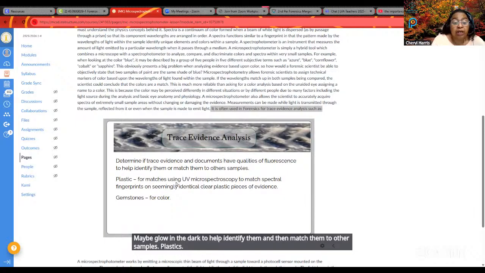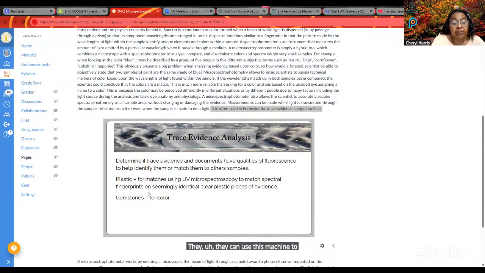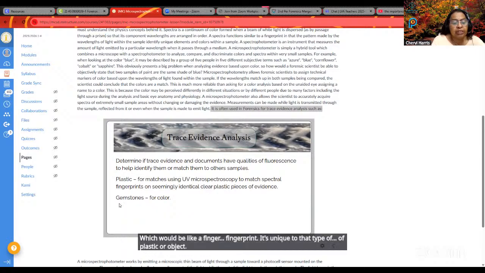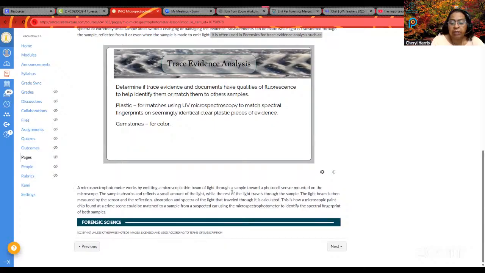Plastics, they can use this machine to match the fingerprints, and when they say fingerprints, they don't necessarily mean a fingerprint, in that each object has a certain pattern to it, which would be like a fingerprint. It's unique to that type of plastic or object. And then gemstones, they can use the microscope to identify the colors in gemstones. Alrighty, and again, that pretty much said what that says up there.